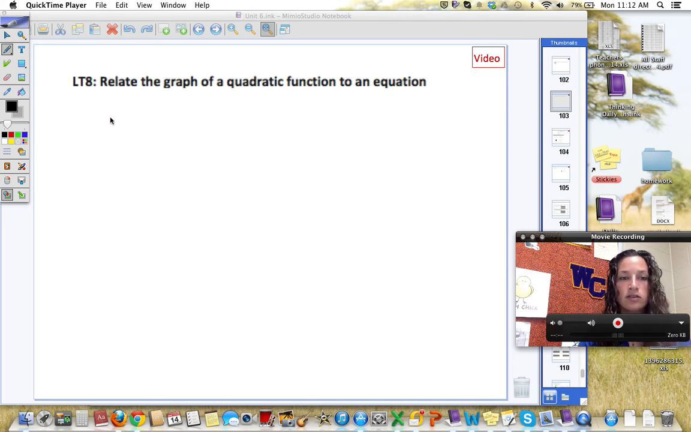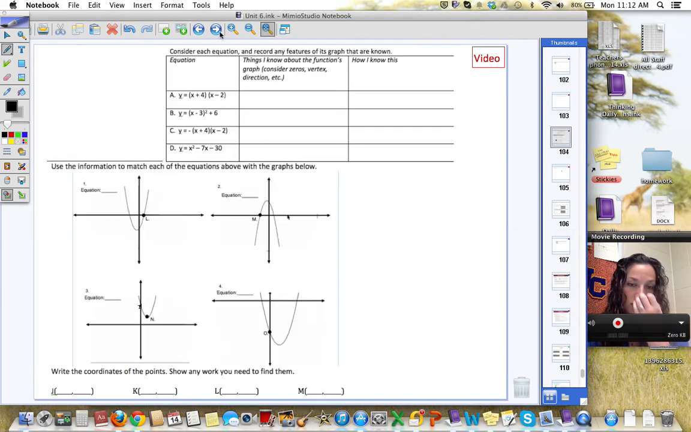Learning target 8, relate the graph of a quadratic function to an equation. So we were working on learning target 1 and 2, where we were looking at general form, factored form, and vertex form. So relating those three things to an equation and pulling out what we know from them. You're just going to copy down everything I do.